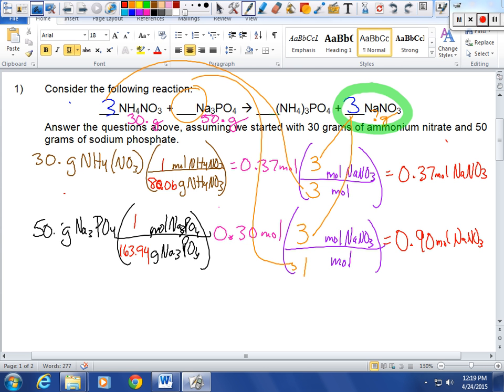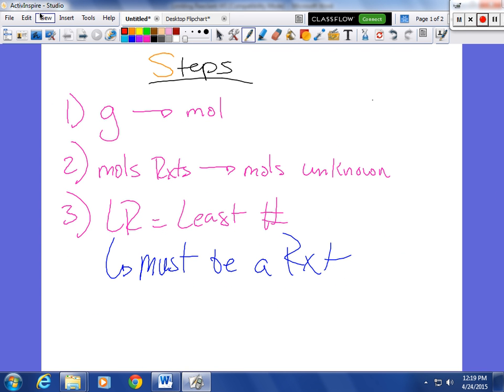The very next day, I say, you've got 50 grams of sodium phosphate, which is right here. How many moles of sodium nitrate could I have? I could have 0.9. But what's the problem when today we have only those two amounts? The most you can make is the least that is produced. I know that's weird, but if you think about it, I know that 0.37 is the least amount. Well, isn't that going to be the most that I can make? So that tells me right here, and if you go back and look at our last step, the least number is the limiting reactant.